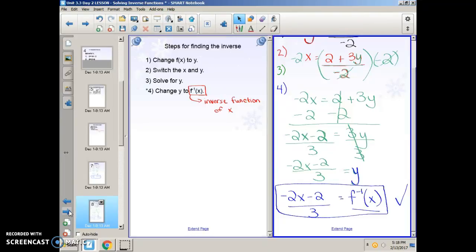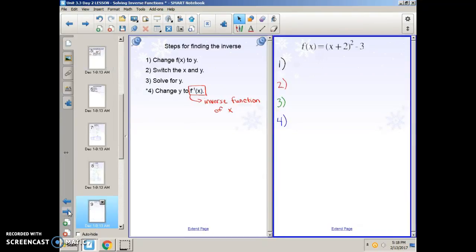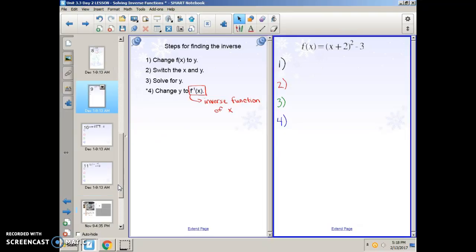Pause here, get your notes, move on to the next one. I believe there are 3 more. Okay. All right, so this guy. Let's see, change f of x to y. Done.